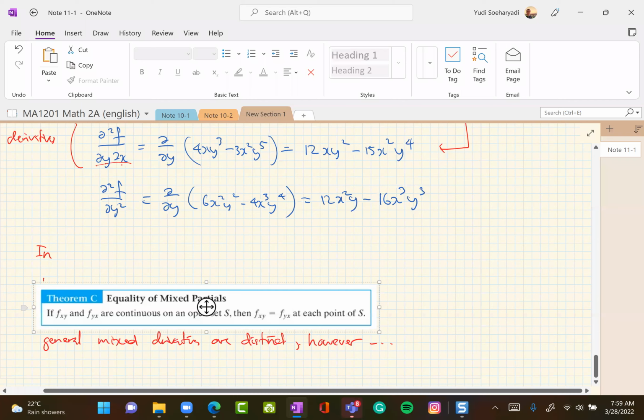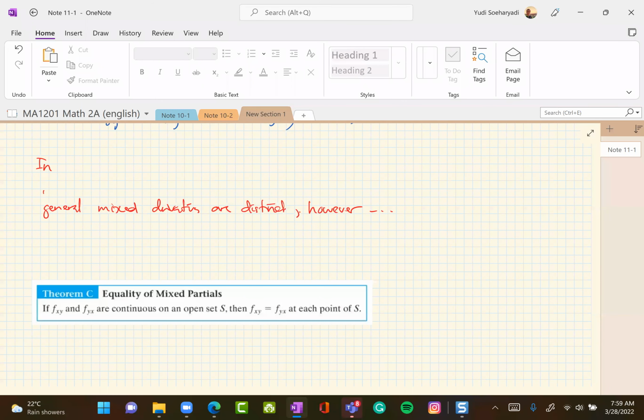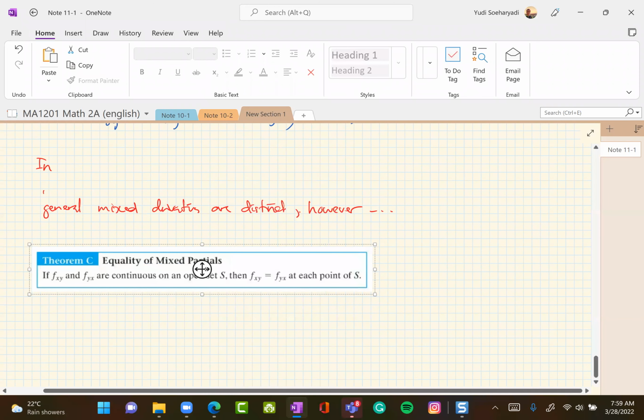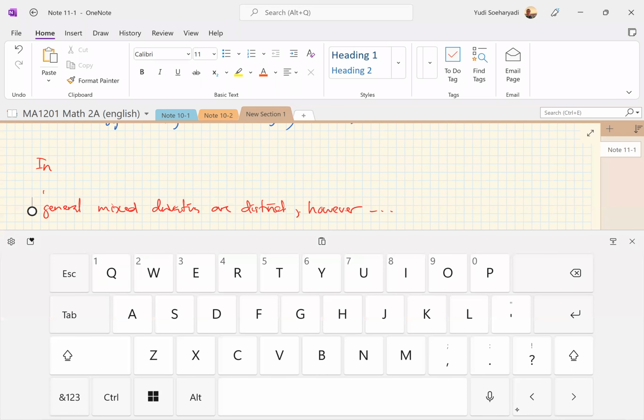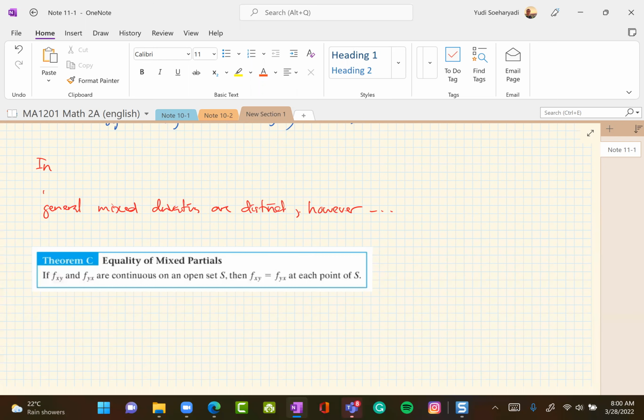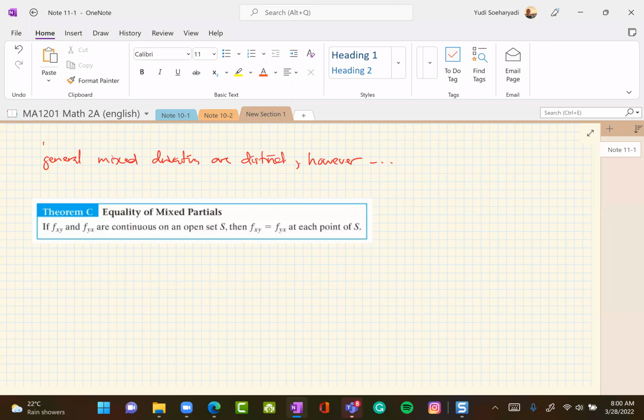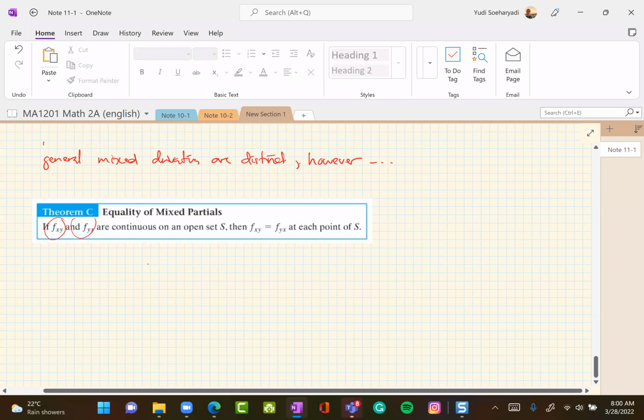Well, this should be here. This one. Here, the equality of mixed partial derivatives. So there are notations. f x y meaning dx dy. Okay, so f y x defined as dy dx.